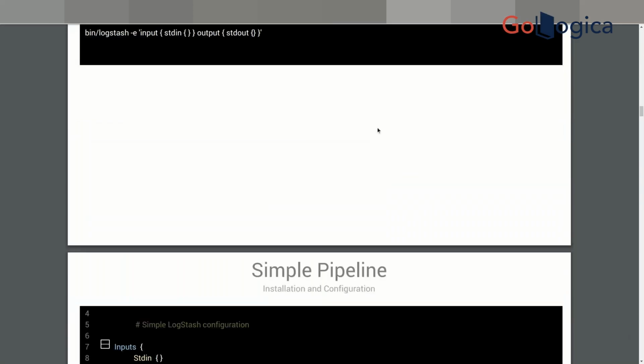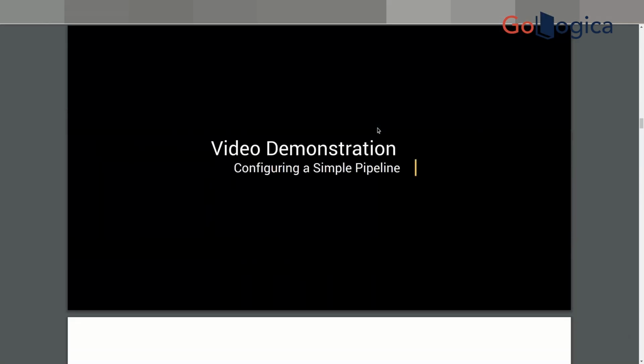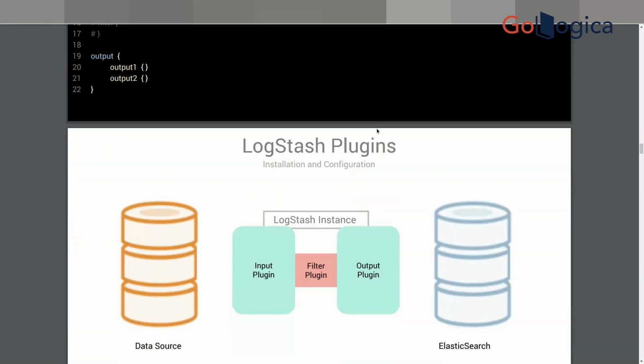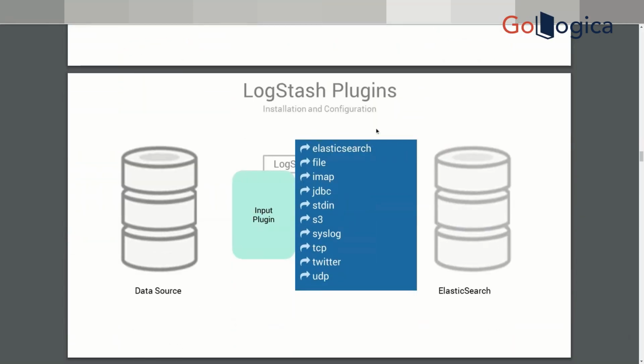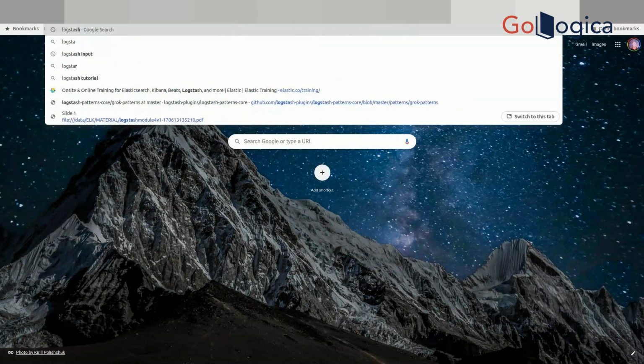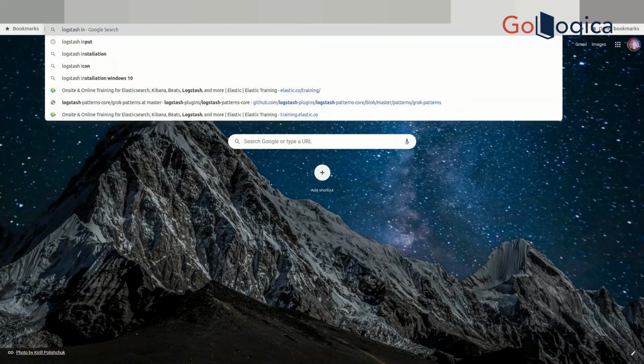Now let's understand what different kinds of input systems are available with Logstash. Do you see the Logstash plugins over here, right? Yes. If you see the different types of input plugins available, you get the file, IMAP, JDBC, standard in, Amazon S3 bucket, syslog, TCP, Twitter, and UDP. These are the available plugins with Logstash. Clear, right?